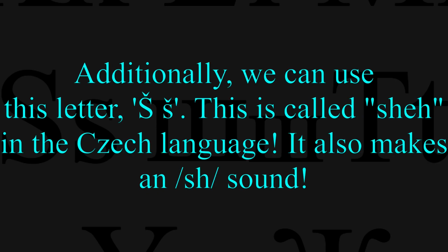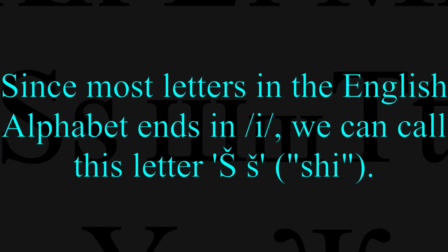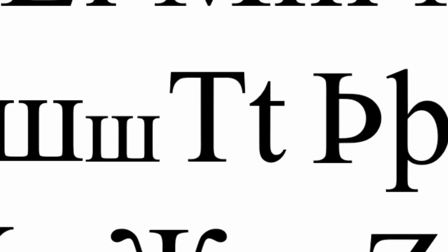Additionally, we can use this letter, which is an S with an accent mark that is called a caron. This letter is used in the Czech language. Since most of the letters in the English alphabet end in E, we can call this letter she. T is the same. Now look, there's another additional letter.